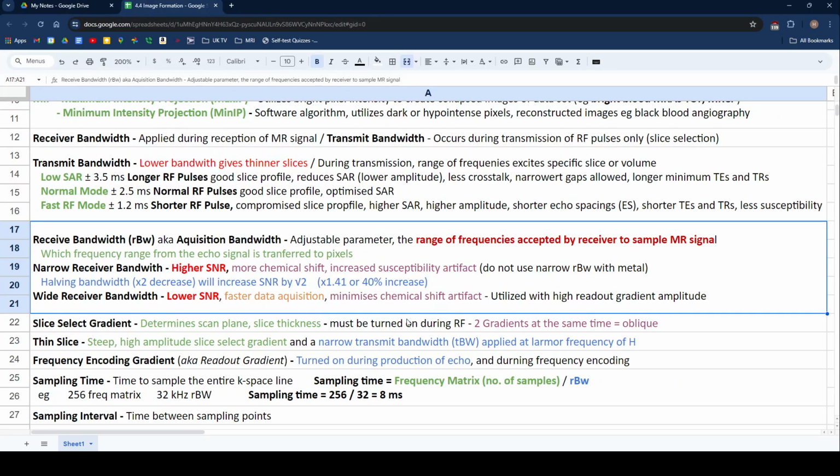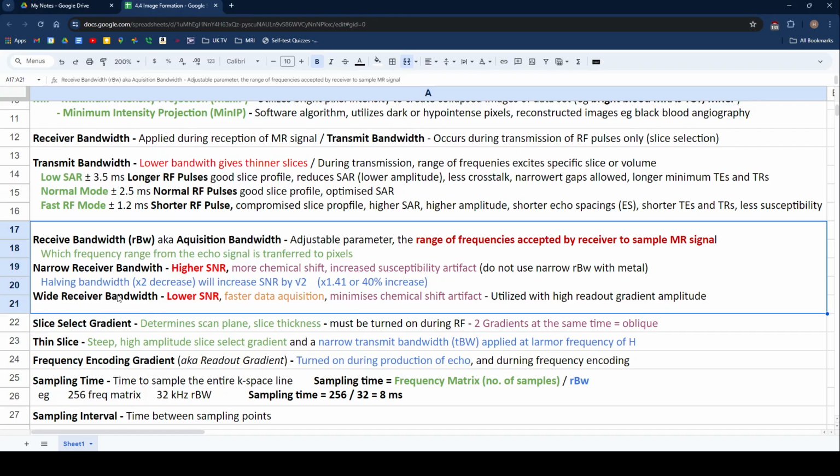Receive bandwidth, aka acquisition bandwidth, is an adjustable parameter, and it's the range of frequencies accepted by the receiver to sample the MR signal. So which frequency ranges from the echo are transferred into pixels. Narrow receive bandwidth has a higher signal to noise, but more chemical shift and increased susceptibility artifact. So you do not use a narrow bandwidth with metal. If you halve the bandwidth, or a 2 times decrease, you will increase your signal to noise by the square root of 2, or 1.41 times.